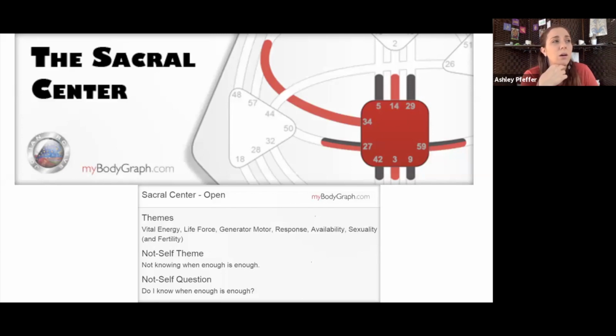I don't know about manifestors. Manifestors are an energy type anyways. They have the will center, but projectors burn out like cray cray. And that's when they're comparing to a generator, which is 70% of the population.